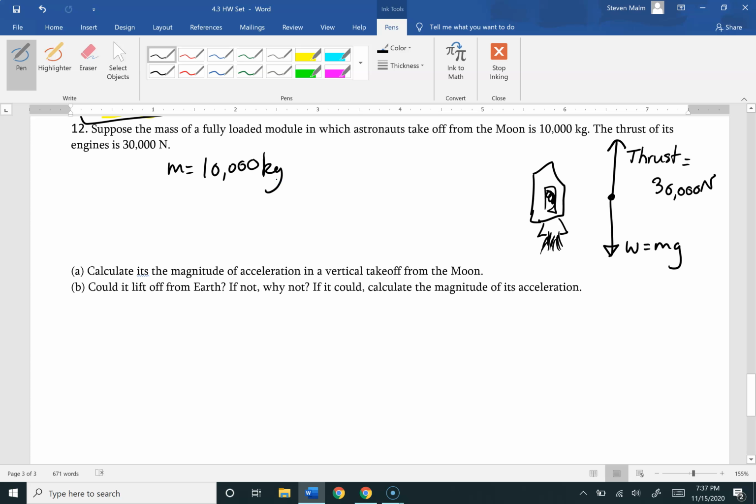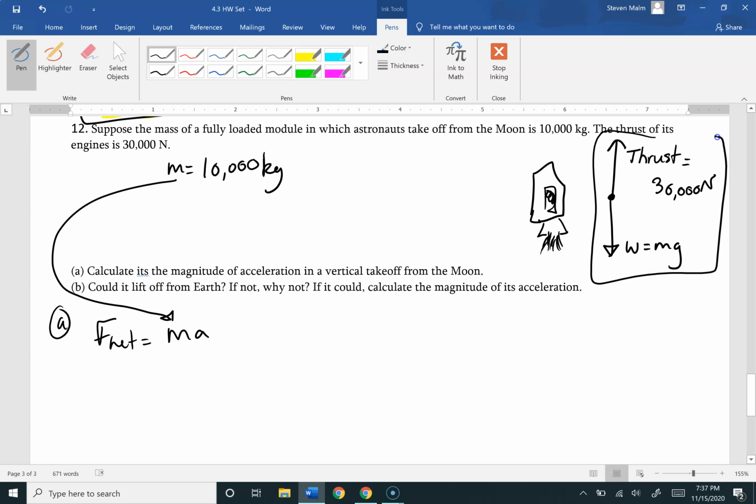Okay. Next thing says to calculate the magnitude of acceleration in a vertical takeoff. In other words, again for part A, F will equal m times A. We don't know A. Do we know mass? Yes, we do. Can we figure out F net given all of this information? Yes, we can. In order to do it, we're going to have to calculate mass times gravity because, again, they are... Oh, never mind. They're not taking off. They're taking off from the moon.